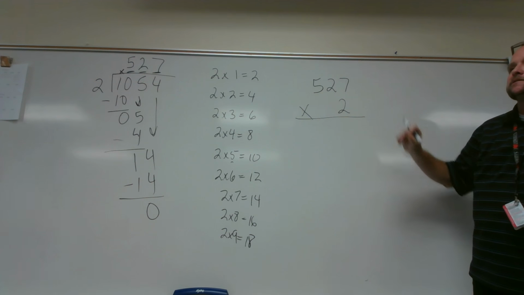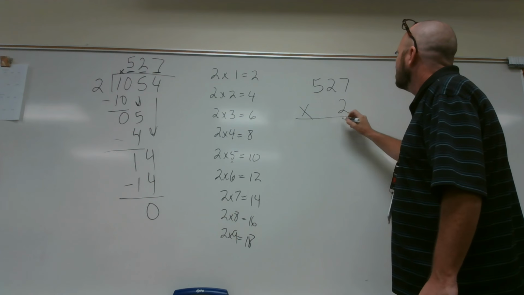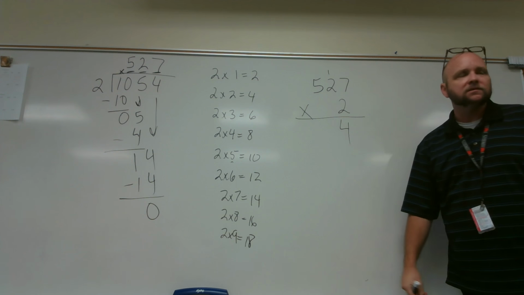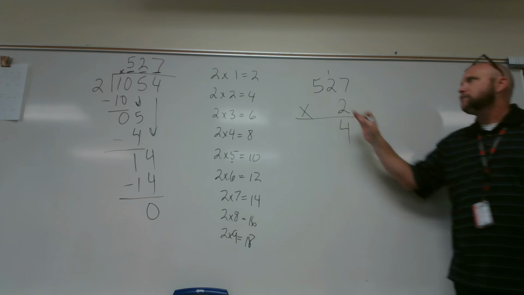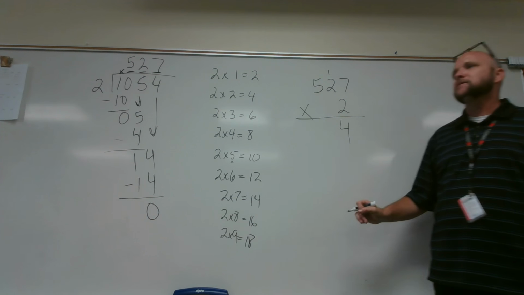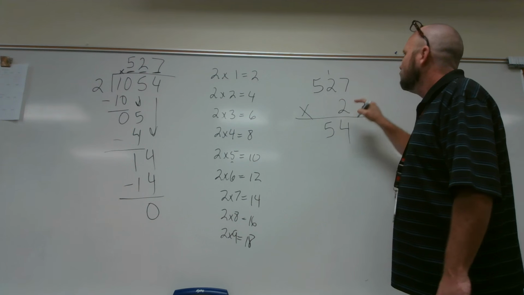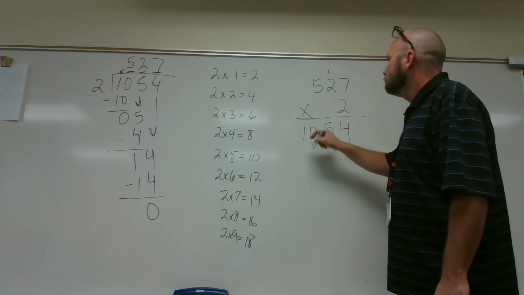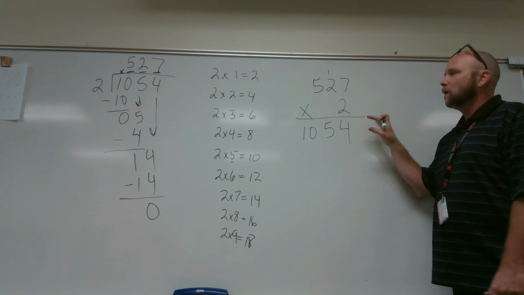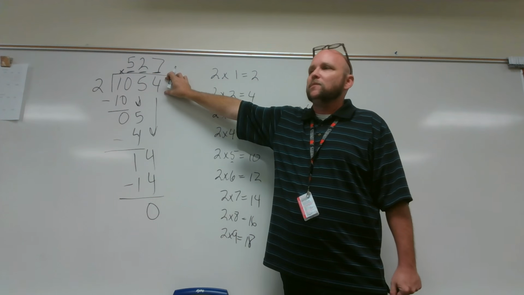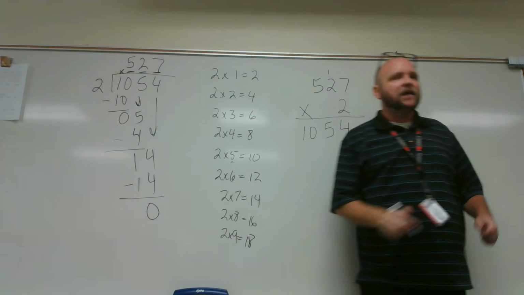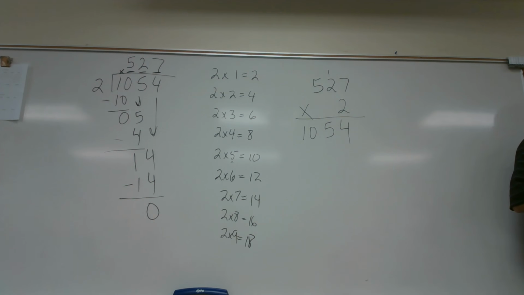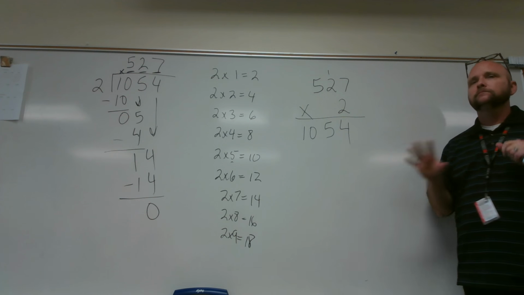Anton, 2 times 7 is 14. So I have 14 ones, or that's 1 ten and 4 ones. Anton, 2 times 2 is 4, plus 1 is 5. Anton, 2 times 5 is 10. Nothing to carry over. So I have 1054. My product is the same as my dividend. That means I have that problem done correctly. All right?